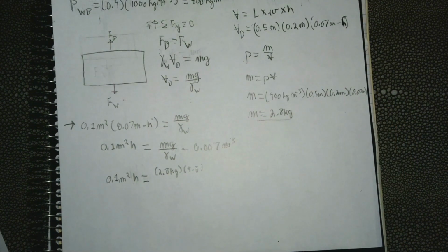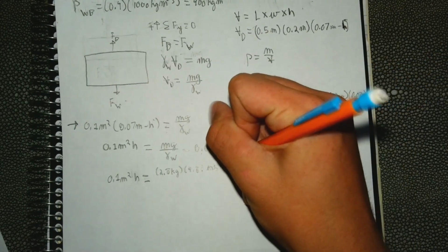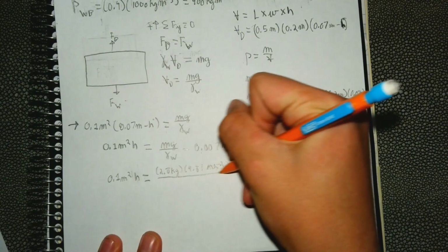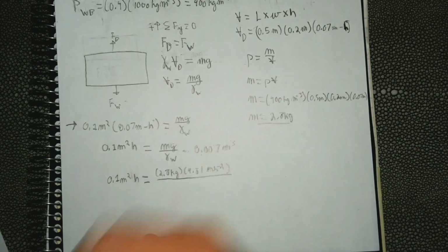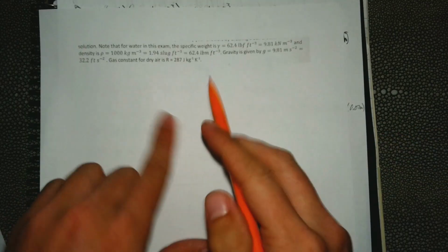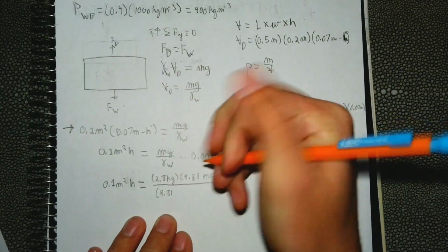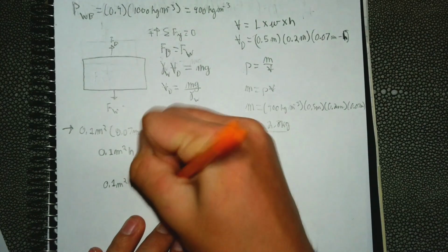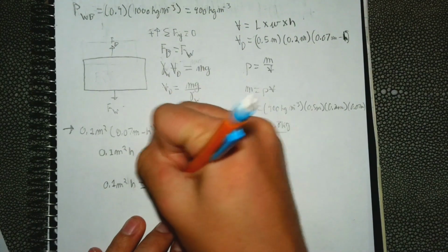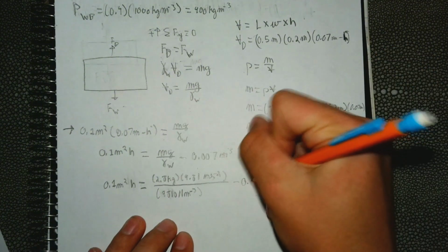What does the test say for gravity? 9.81 meters per second squared. So it's just the regular. And then specific weight of water is 9.81, right? Is what we said. What does it say in the test? 9.81 kilonewtons. I'm just gonna convert that to newtons real quick. And then we gotta minus this value.